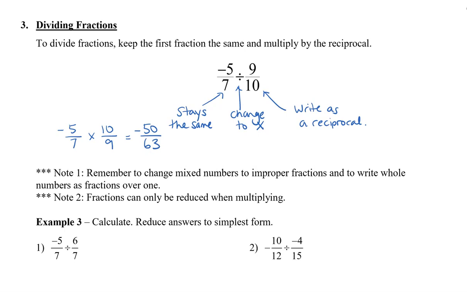Now, note, remember to change mixed numbers to improper fractions if you have any mixed numbers that you're working with, and to write whole numbers as fractions over 1. And a very, very important note is that fractions can only be reduced when multiplying. And the reason that happens is because when we divide, we're actually going to have to flip. So the denominator that you want to cross off with the numerator, like let's say it was 5 and 10, actually doesn't happen, because when we divide, remember that we are multiplying by the reciprocal, and the 10 will actually become in the numerator, and the 9 will become in the denominator.